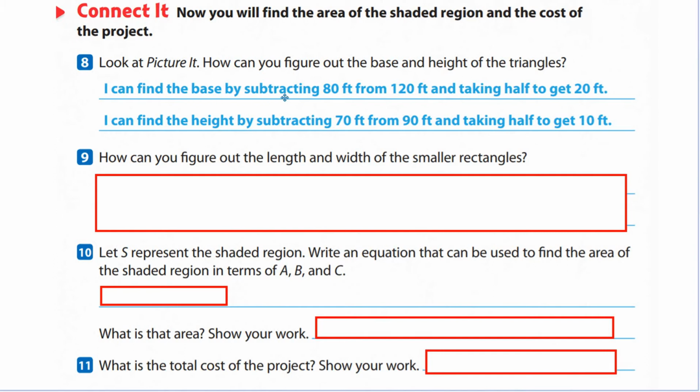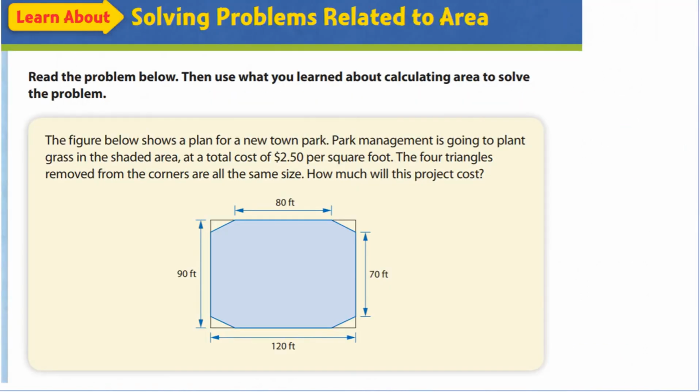I can find the base by subtracting 80 feet from 120 feet and taking half to get 20. I can find the height by subtracting 70 feet from 90 feet and taking half to get 10. If you're not sure where the half comes from, think about that. There's the 120, the whole thing, right? It's 120. And I subtract 80, therefore I have 40.